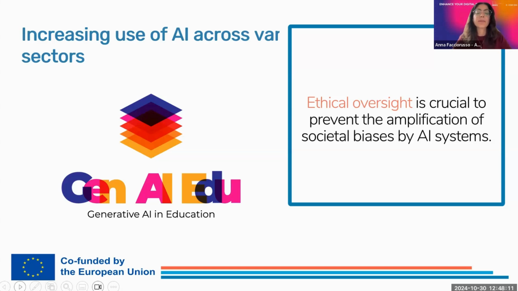For example, in November 2021, UNESCO published the recommendation on the ethics of artificial intelligence. So there is already a document related to the ethical use of artificial intelligence, and this was endorsed by its 193 member states. I'm talking about UNESCO member states.